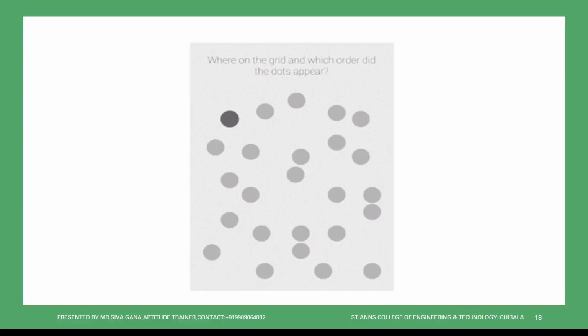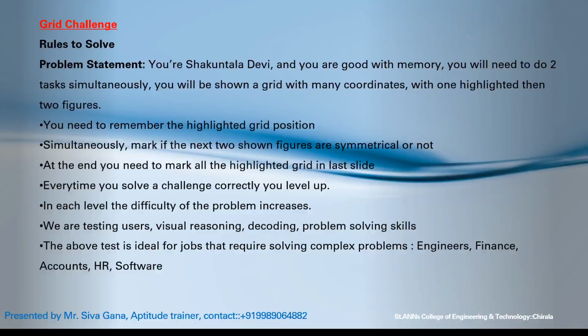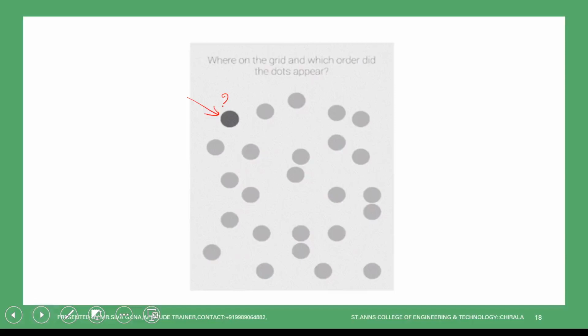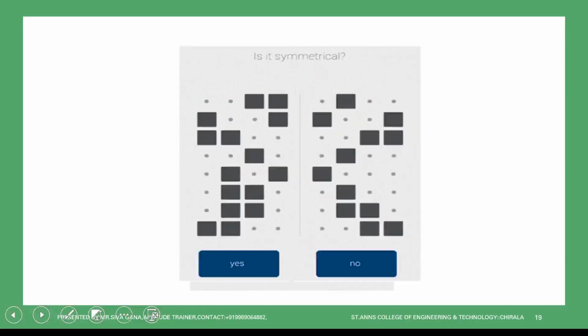Now see, this picture will consist of so many empty dots, and this is the dot which will be filled. You need to remember this filled dot, at what place it is present. This is the first dot. This picture will be shown for a minimum of 1 or 2 seconds. You need to remember this dot. Next, after 2 seconds, this is the next picture.